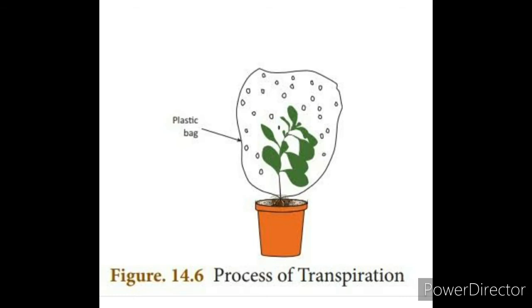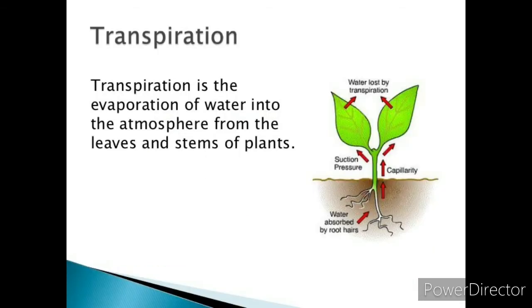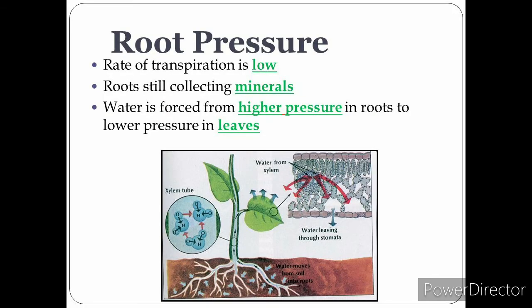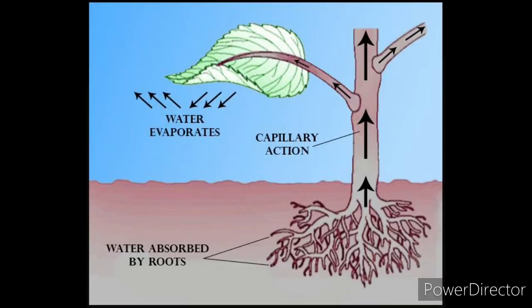This loss of water during transpiration creates a suction pressure which pushes the water from the xylem cells of the roots. The water absorbed by the root is passed through the xylem vessels until the end of the leaves. As the leaves lose water, it ultimately creates a suction pressure, which pulls the water from the xylem cells of the roots.